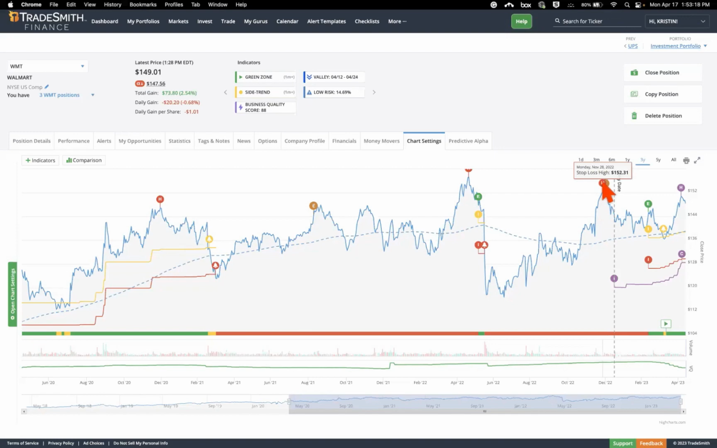The highest close price was actually November 28th of 2022, and it closed at $152.31. It has not gone past that yet. So that's why that H will remain until it goes past the 152.31. And then this H will move to whatever that price is if it goes above this peak. Okay. So again, the red H corresponds with the health, the green, yellow, red.